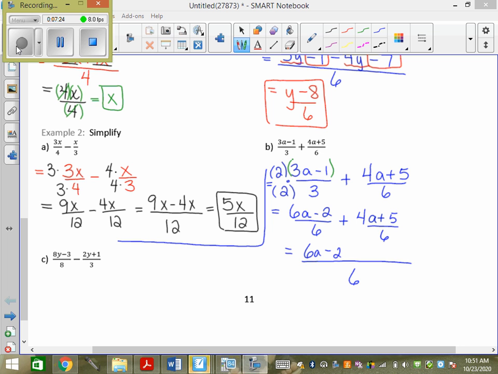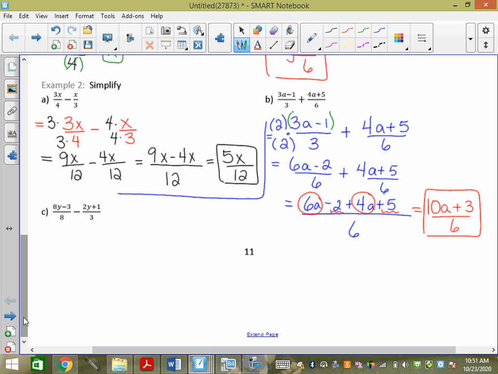6a minus 2 plus 4a plus 5. 6a plus 4a is 10a. Minus 2 plus 5 is plus 3, over 6. Can I reduce that? Nope. Can I take out any NPVs? Do I have any NPVs? Nope, because I have no variables in the denominator.